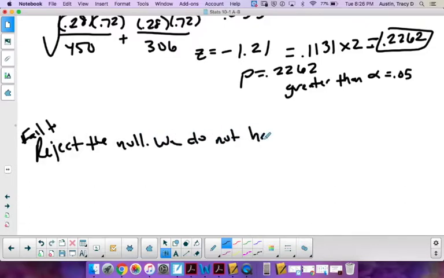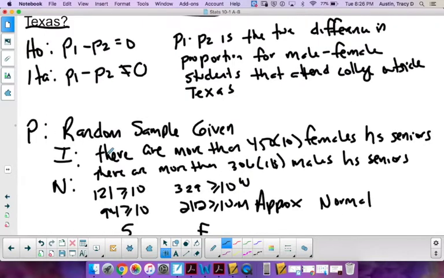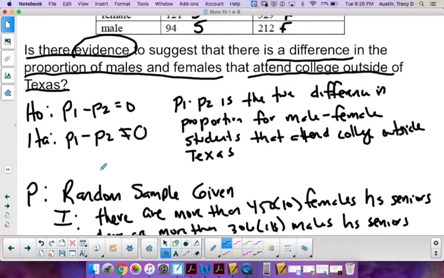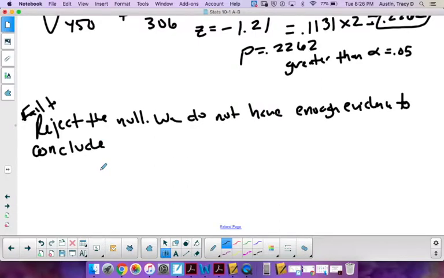We do not have enough evidence to conclude. Now let's come up with another way to state this. We do not have enough evidence to conclude what? Well, I'm subtracting males minus females, and I don't have enough evidence to state that the difference between them is something other than 0. So let's think about what that means. Now granted, we never accept the null, but if I'm failing to reject, I don't have enough evidence to say that the null isn't true.